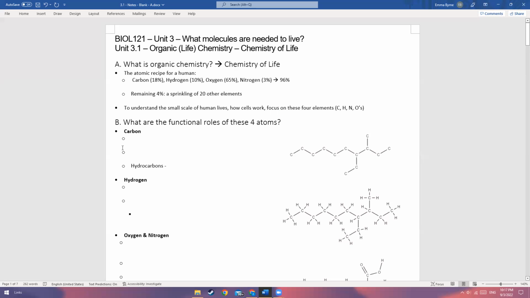So what are the functional roles of these four atoms if they're so important? So we've got carbon. Carbon tends to act as the main structural atom. So let's say you're trying to build a house. Every house has some type of frame, or every large building has a scaffold, right? So because carbon is so prevalent, it is usually regarded as the frame.